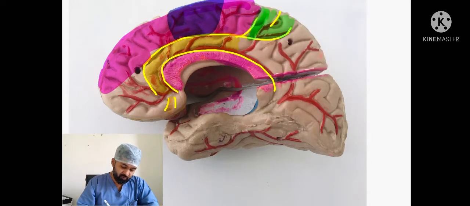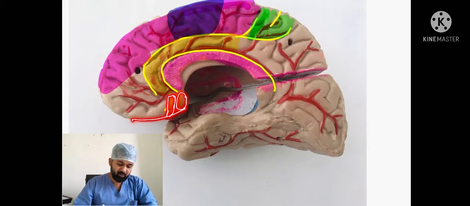So these are the paraterminal and para-olfactory gyri, because on the basal surface there will be the olfactory bulb. Around the olfactory bulb we have the olfactory gyrus in the anterior part, and in front of the lamina terminalis we have the paraterminal gyrus. The rest of the frontal lobe is known as the medial frontal gyrus or medial frontal lobe. This is the medial frontal lobe.